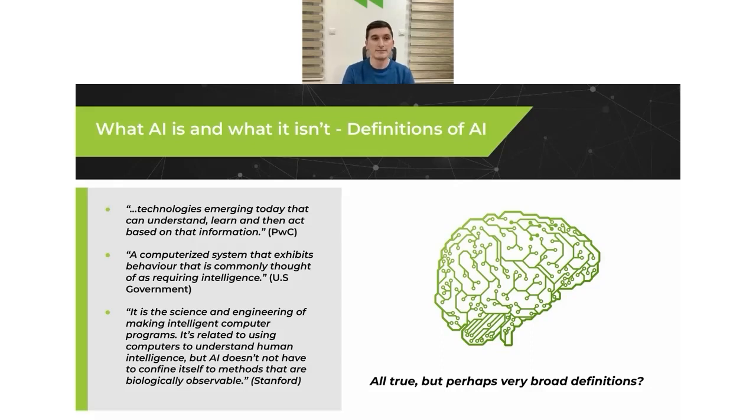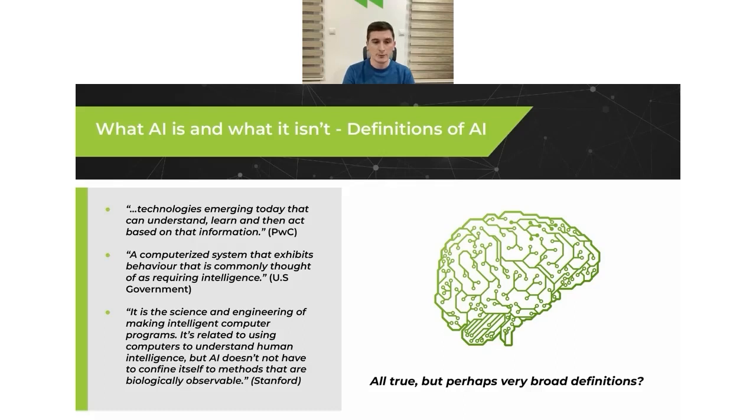So the main question is really what is AI? And as you can see on the screen, these are different definitions of AI provided by different actors in our life market. If you take a look at, for example, what PwC says about AI, it says it's a set of technologies that can understand, learn, and then also act based on some information. Very practical definition, if you want.